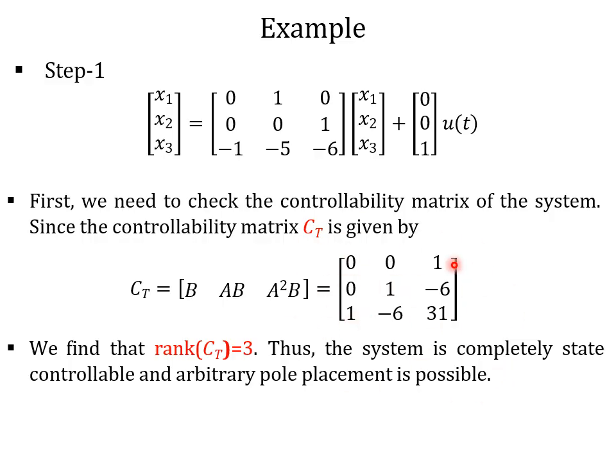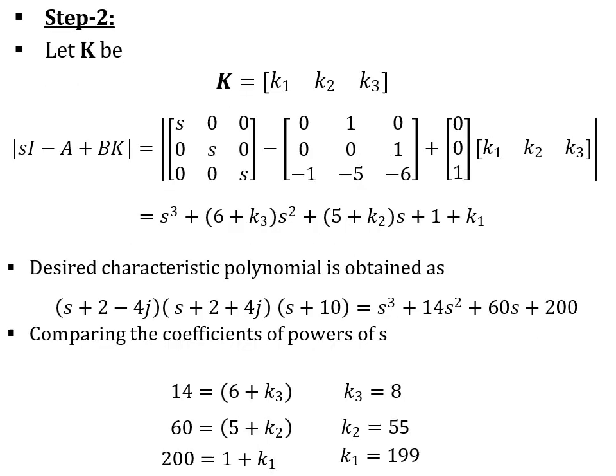Then we determine the rank of the matrix C by obtaining its determinant, which is nonzero, so the rank equals 3. Thus, the system is completely state controllable, as the controllability matrix is full rank, and arbitrary pole placement is possible. We can place the poles at the desired locations. Then we assume the K matrix equals K1, K2, K3.